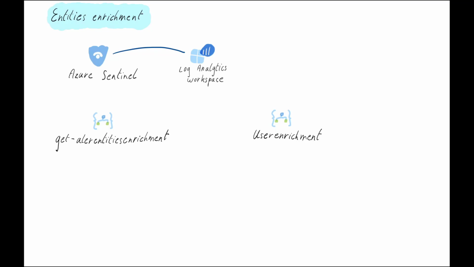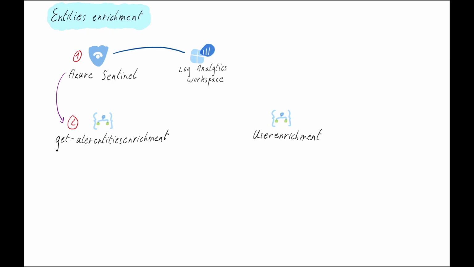So the first thing that's going to happen is that you will have in Sentinel an incident, and based on this incident, you're going to decide to trigger a specific playbook. This playbook will be, in our case, called Get Alert Enrichment. So from Sentinel, you call Get Alert Entities Enrichment.